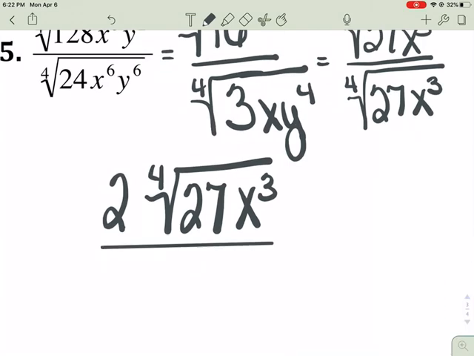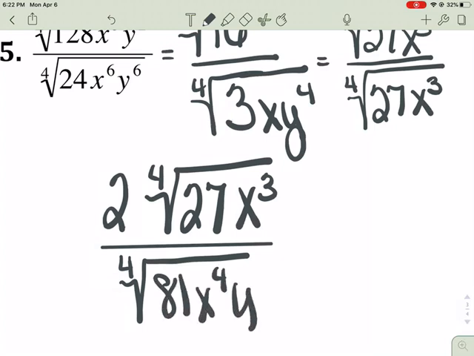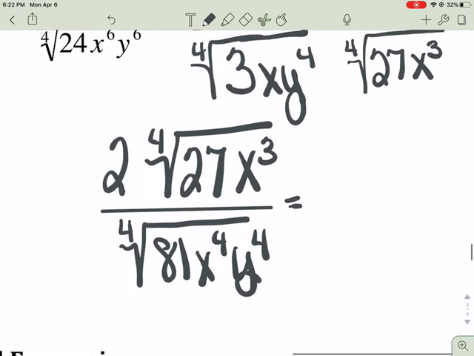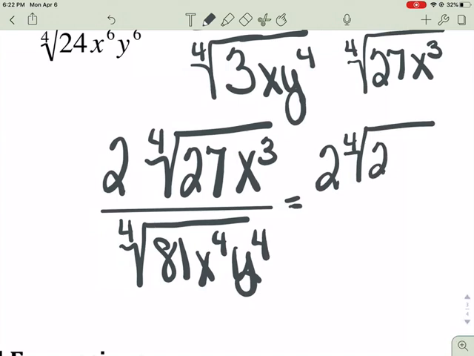And then in the denominator, we're going to get the 4th root of 81 x to the 4th, y to the 4th. Okay, so let's simplify that. We're going to get 2 times the 4th root of 27 x to the 3rd over the 4th root of 81, which is 3, x y.